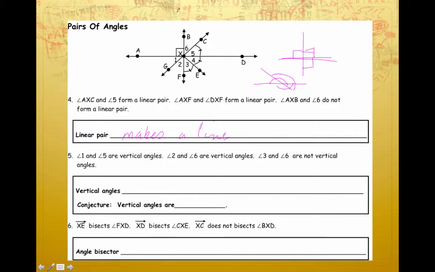1 and 5 are vertical angles. 2 and 6, vertical angles. 3 and 6 are not. So look, these are made by the same two lines. So if I put any two lines together, the opposite angles are vertical angles. So these are opposite angles when lines intersect.